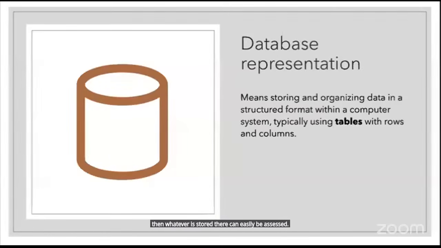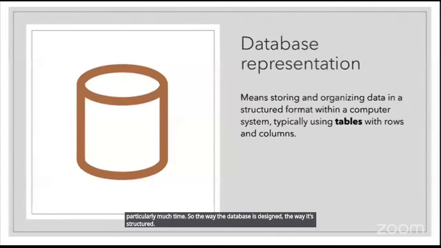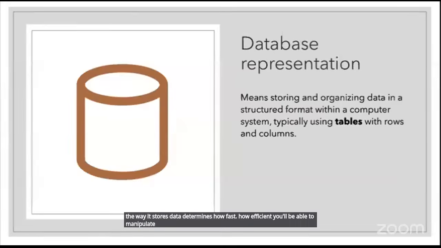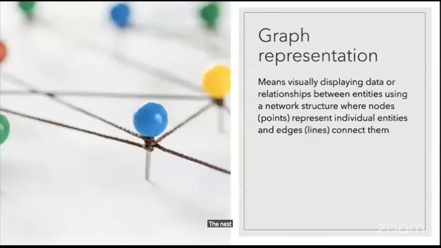I want to look for a student whose matric number is so-and-so. If I type that matric number in my system, it will bring out that student. Unlike when I will have to start searching from student number 1 to that student, it will take me much time. So the way the database is designed, structured, and stores data determines how fast and how efficiently you'll be able to manipulate the data stored inside it. The next is graph representation.